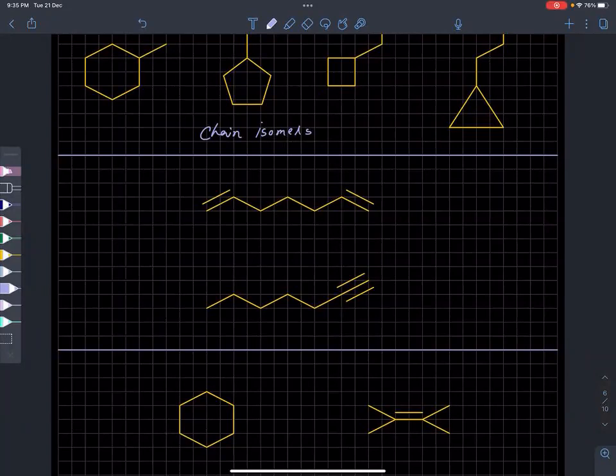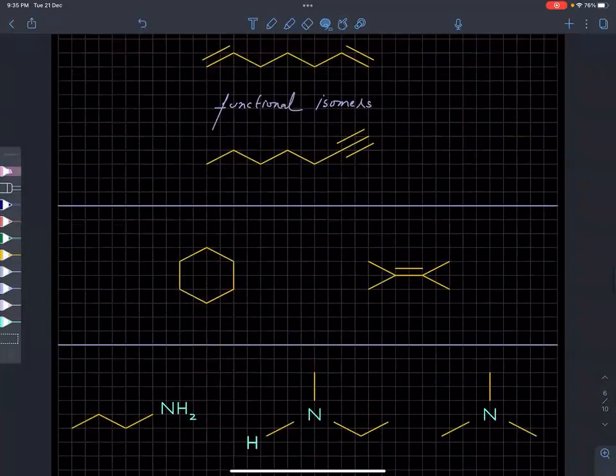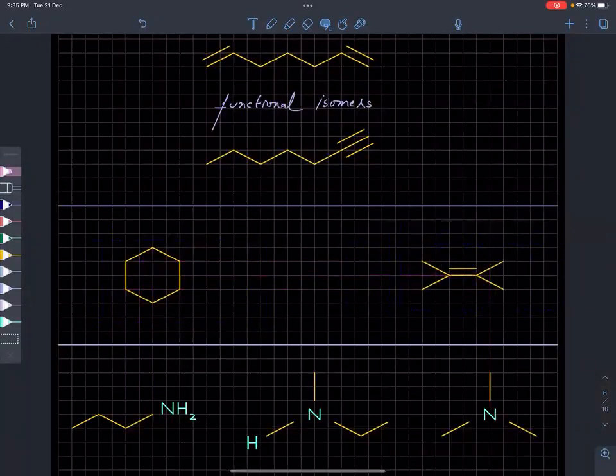What about these two? Functional isomers. Positional isomers? No, these are actually functional isomers. Why? Because one functional group is different. So alkene and alkyne are different functional groups. The one above is a diene and the one below is an alkyne. Because they are different functional groups, they are functional isomers of each other. What about these two? Are these two isomers in the first place? Check.